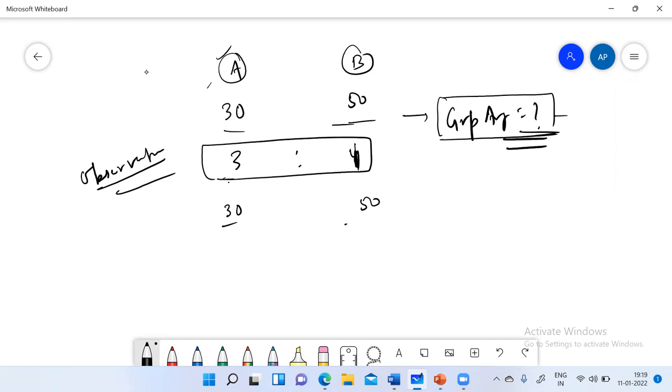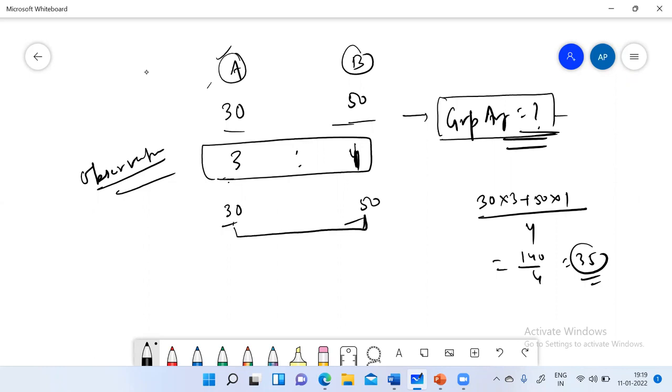And what will be the value of average? 35. 30 into 3 plus 50 into 1, divided by 4, which is 140 by 4, 35. So I'm giving you one more observation here. What is the gap between 30 and 50? 20. So I can get the average value by dividing the gap in the same ratio in which group members are there.